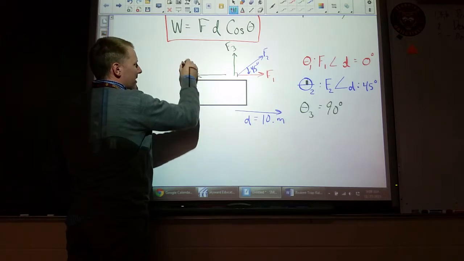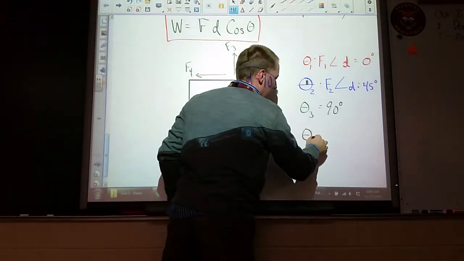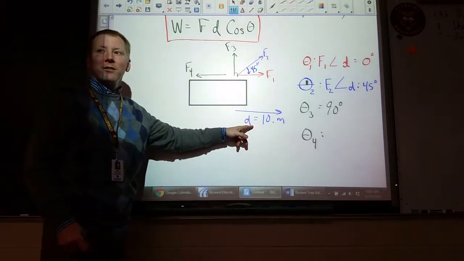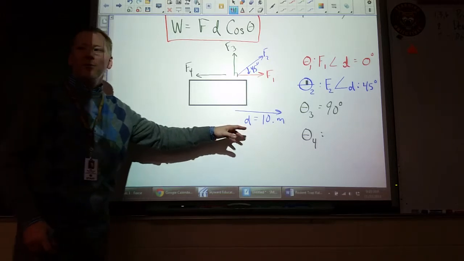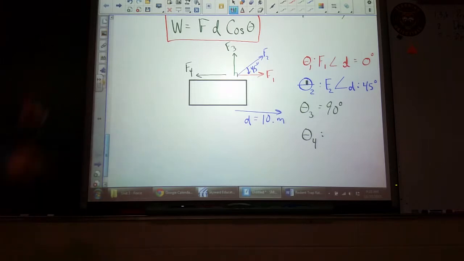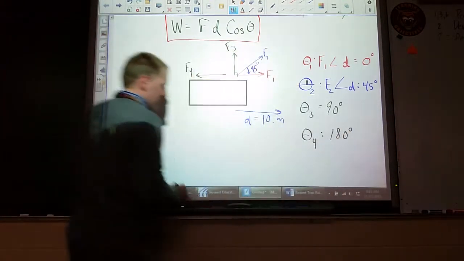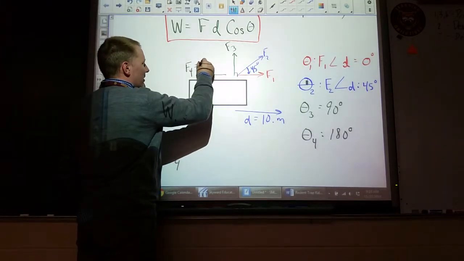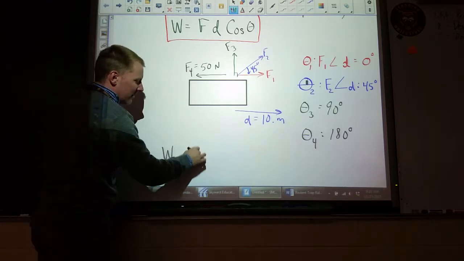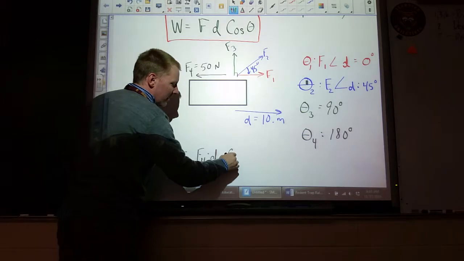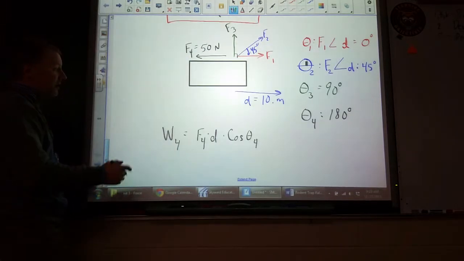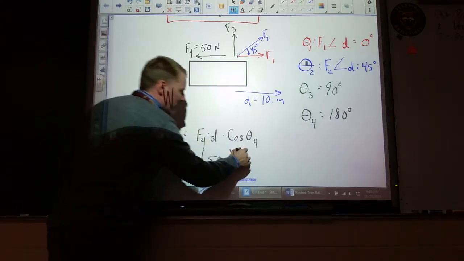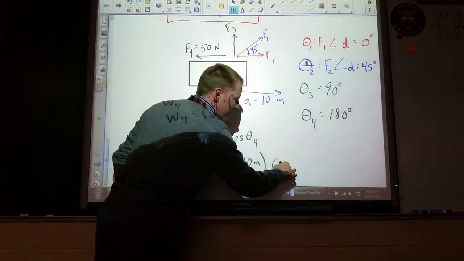Keep going. Let's take force 4. What's the angle between our force 4 and our displacement? I heard some people mumble, I think it was 180. Let's do that one. Let's say the work applied by 4 is equal to the force, and for simplicity we'll call it 50 newtons, times the distance times cosine of theta 4. Now let's put in values. We have 50 newtons. Our displacement is still 10 meters that way, times the cosine of 180.